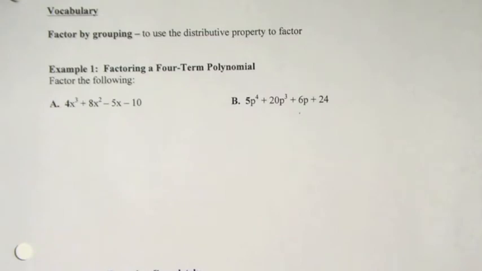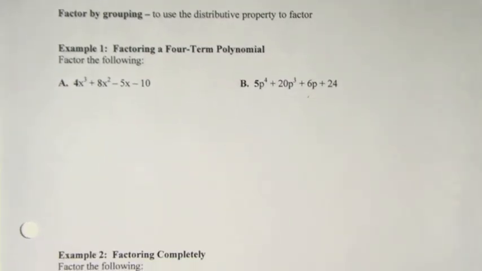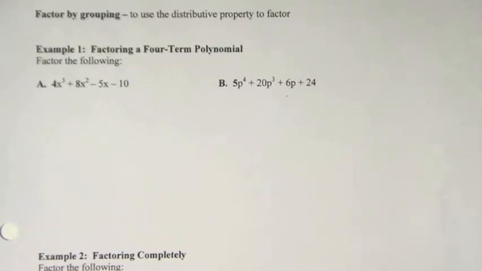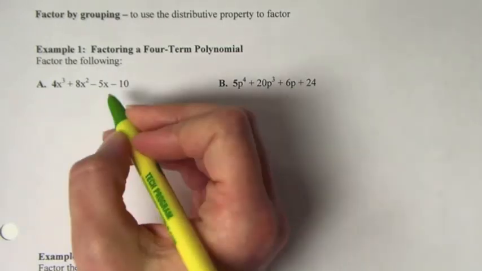Okay, so far we've been factoring trinomials. We're going to do one lesson on how to factor polynomials with 4 terms. So this time we've got 4 terms instead of 3 terms. How we do this is what's called factoring by grouping. And what you're doing basically is you're using the distributive property to factor. We're undoing the distributive property, and we're grouping them in 2 terms at a time.